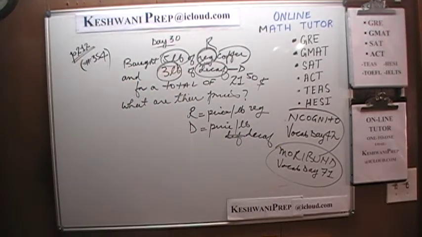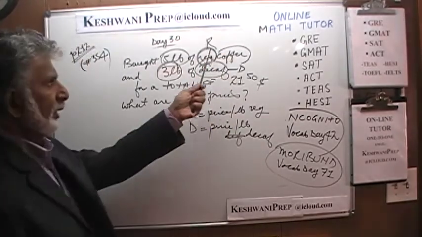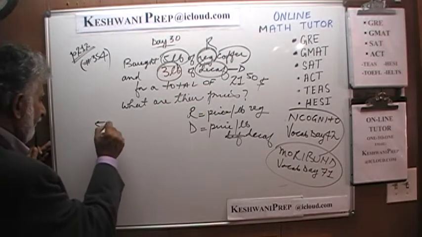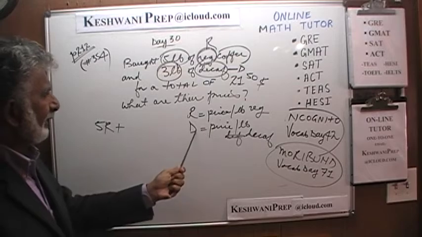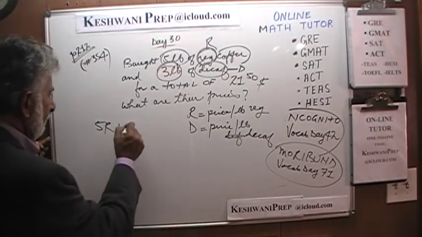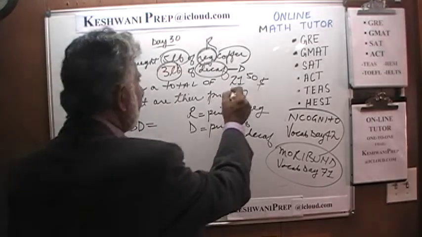Decaffeinated coffee. Alright? So based on that, now we have it. Since R is the price per pound, R is the price of 1 pound and we bought 5 pounds, so it's going to be 5R. And since D represents the price of 1 pound of decaffeinated coffee and we bought 3 pounds, so it's 3 times D, and the total has to equal 2150.